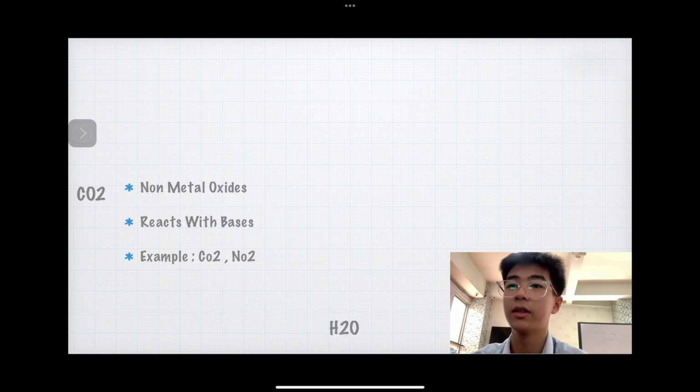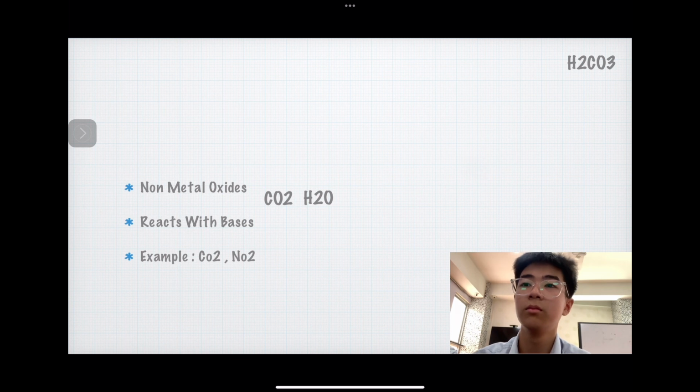I'm going to be explaining about acidic oxides. Acidic oxide is a non-metal oxide which reacts with bases, and the examples are CO2 and NO2.